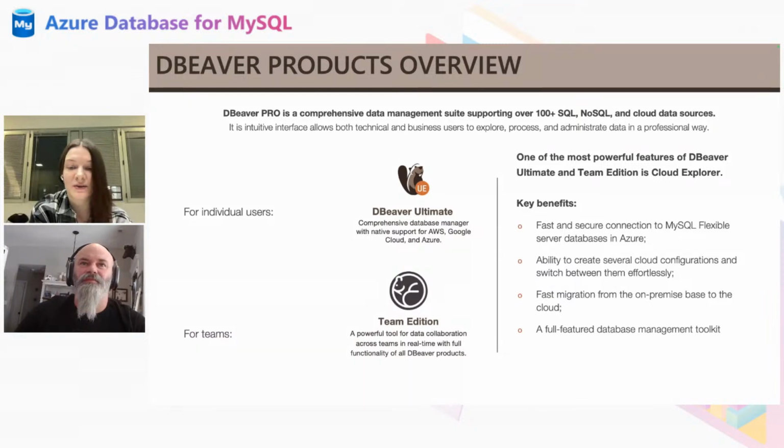Cloud Explorer allows you to create Azure, AWS, and GCP configurations and create connections to cloud databases quickly and without filling a lot of fields. All you need to do is to create a configuration once, and then you'll be able to use this feature as a centralized control point. During our demo, Kyle will show you this feature in more detail. So we can start the video. Kyle, please go ahead.